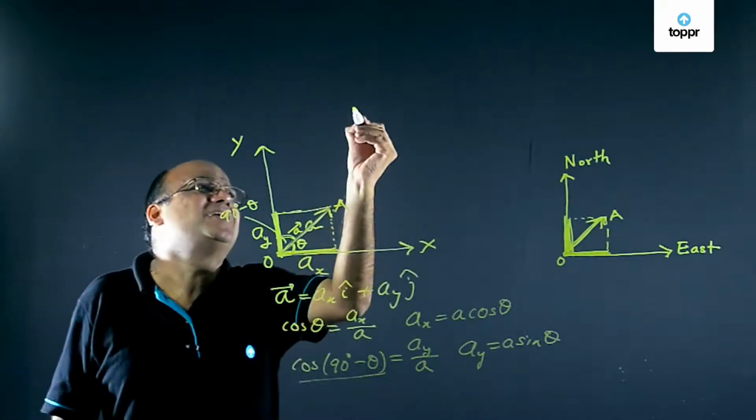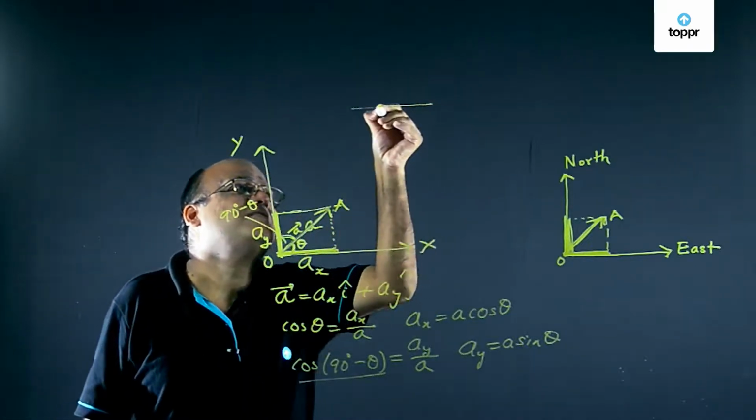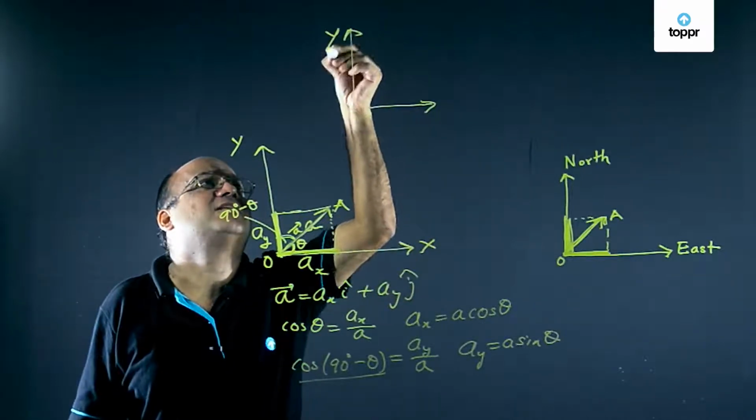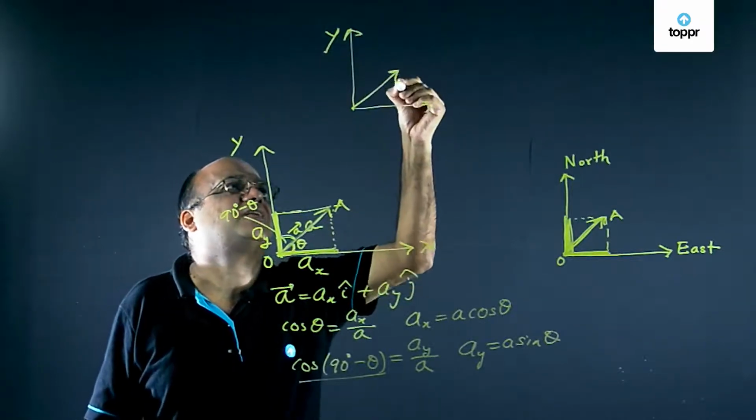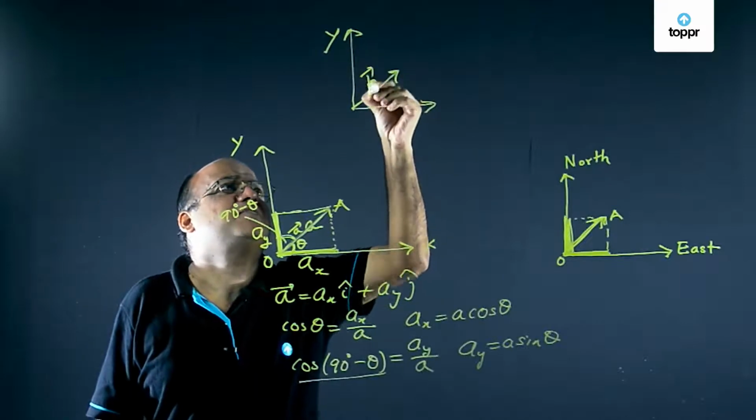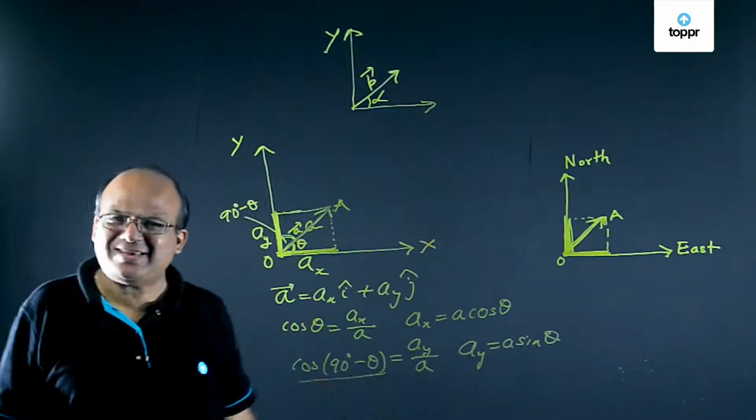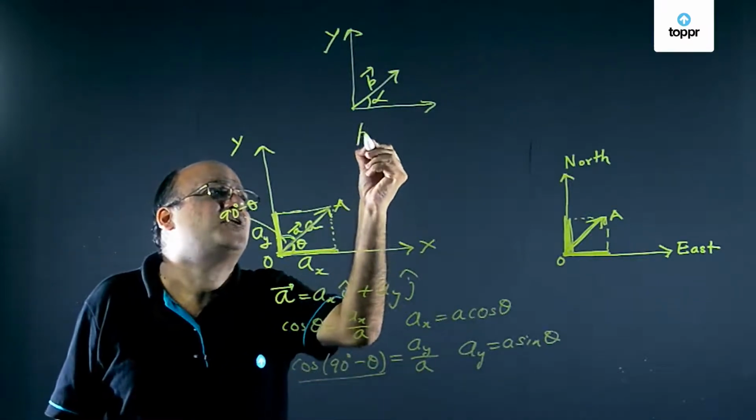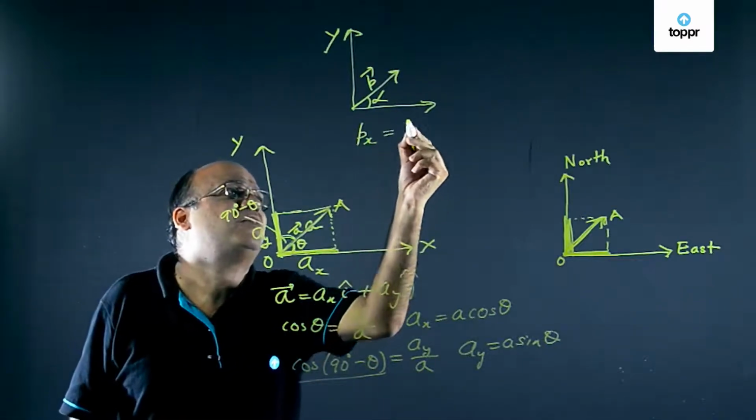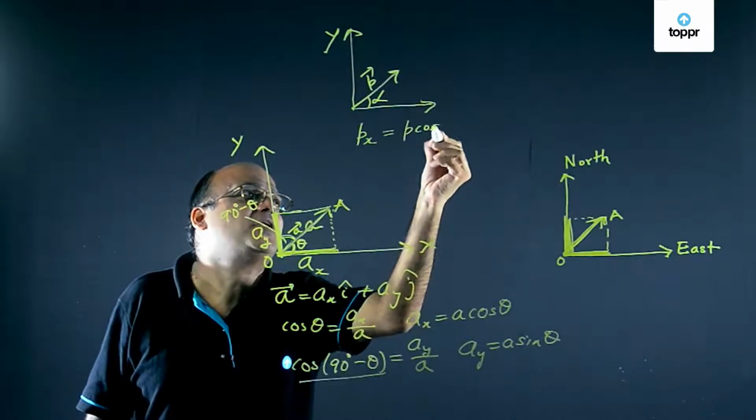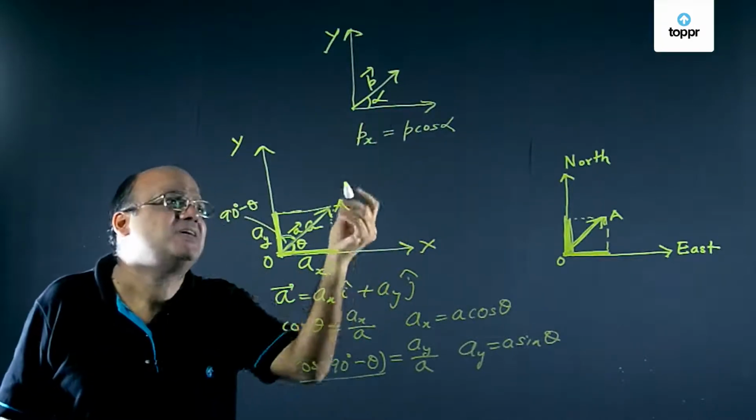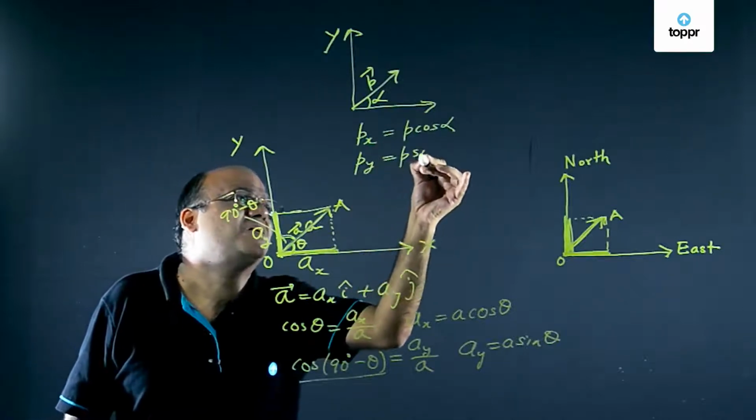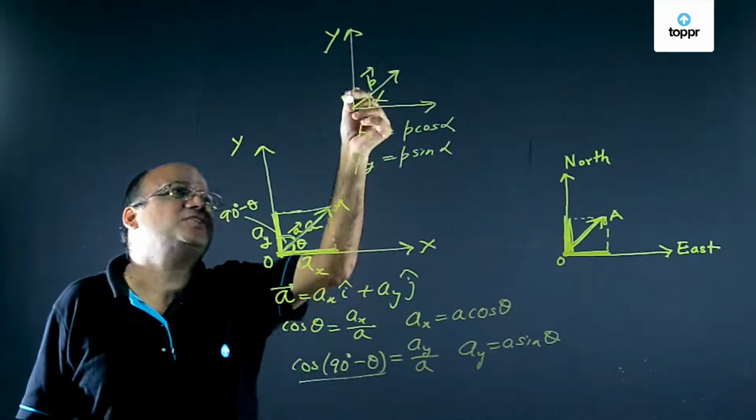Let us try to understand this. If this is x-axis, this is y-axis, and this is some p vector. This p vector makes an angle alpha with the x-axis, say. So then the x component of p will be p cos alpha. This is the component direction of known angle. The y component of p will be p sin alpha because that is the component in the direction of unknown angle.